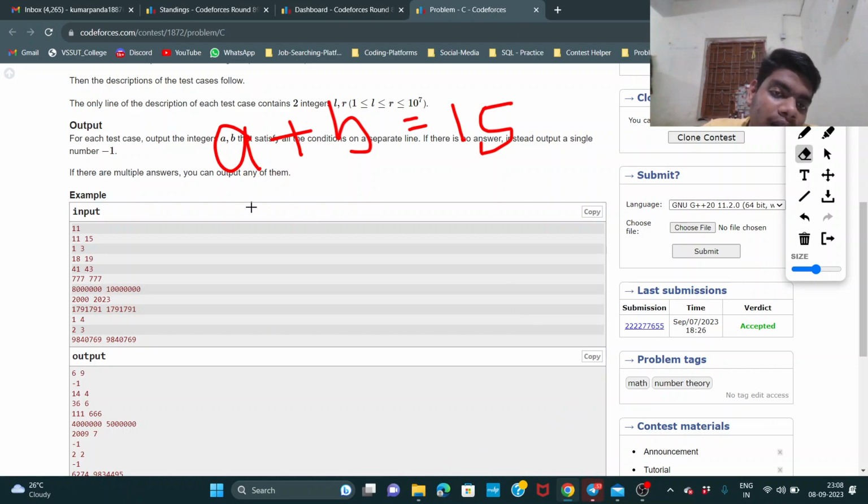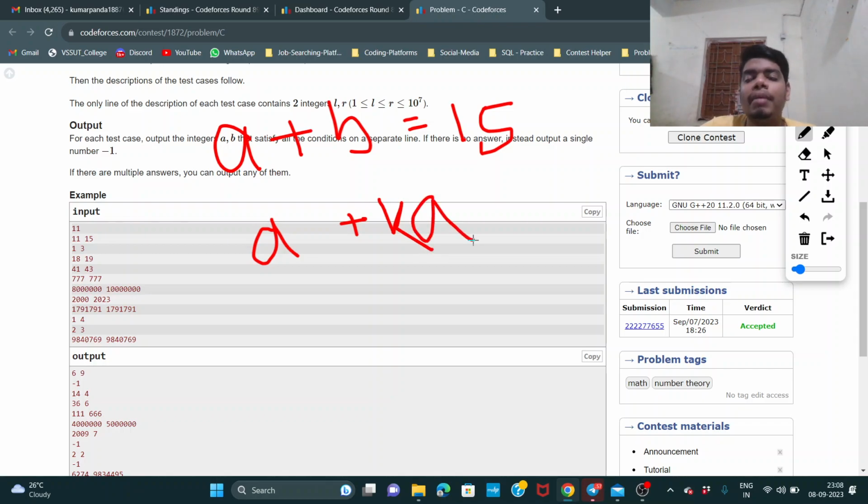And now I just have to find that the GCD of A and B is something greater than 1. So if I consider GCD of A and B greater than 1, it means if this is A, this is K into A. Am I right or not? If the GCD of A and B is some positive integer greater than 1, then this condition is satisfied. Is this condition satisfied or not?